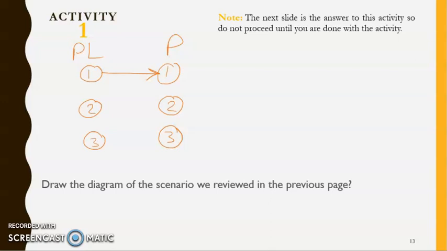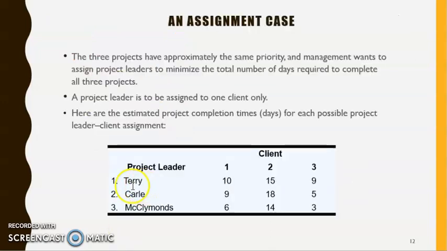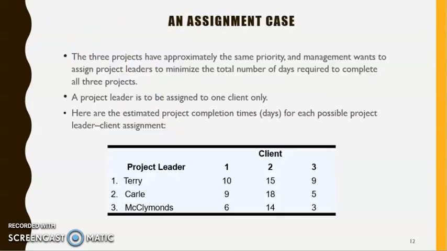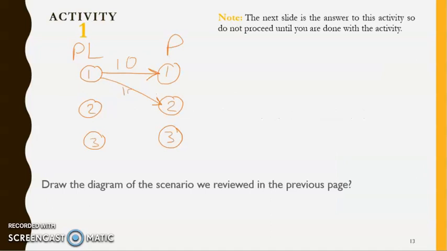Let's check how long it takes. If you assign 1 to 1, it would be 10 days. So I'm going to put 10. What happens if I assign 1 to 2? It would be 15 days. And like that, you can continue. Now, pause the video and try to draw your own graph. After that, check how much more in control of the problem you are. Okay, you can continue this masterpiece.